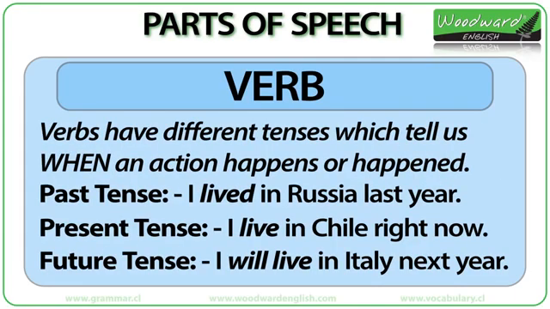Verbs have different tenses which tell us when an action happens or happened. For example, there is the past tense. I lived in Russia last year. The present tense. I live in Chile right now. The future tense. I will live in Italy next year. There are many verb tenses. These are just 3 of the most common ones. There are also different types of verbs, such as main verbs, auxiliary verbs, and modal verbs, but we will see more about these in another video.